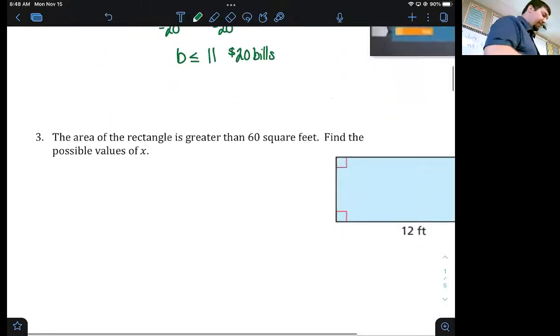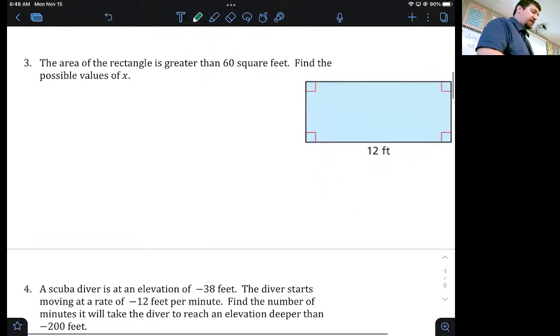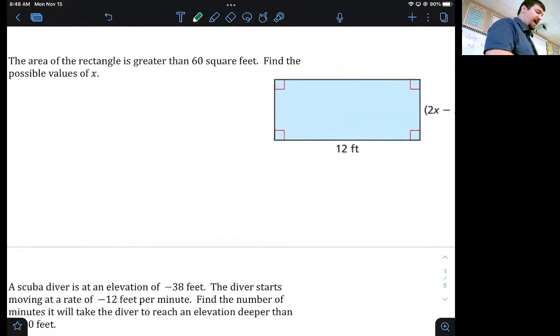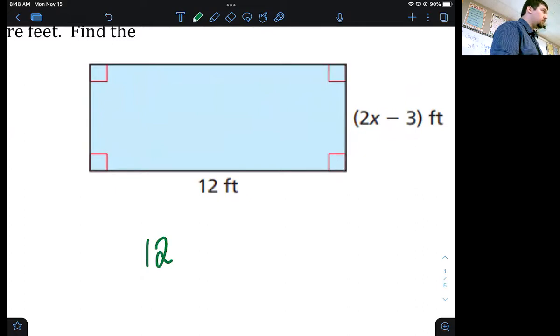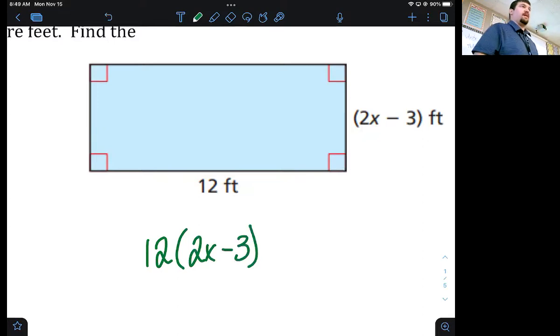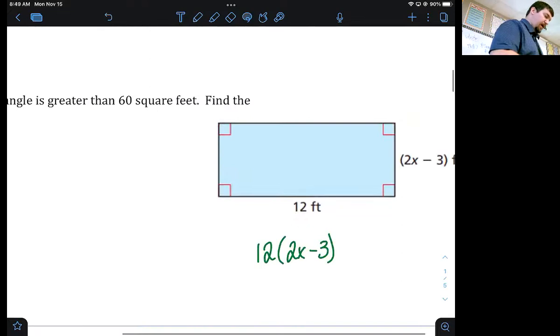Trying to avoid that. Number 3, the area of the rectangle is greater than 60. Find the possible values of x. Here's the rectangle. Hannah, how do I find the area of a rectangle again? Okay, what's our length? What's our width? Oh, you had it right. That's the length. Length's the longer side. Okay, so what's the width? 2x minus 3. Yeah, and I'm just going to multiply these together. As she said, length times width gives us the area of the rectangle. So if you don't mind, I'll take this and drag it up here.